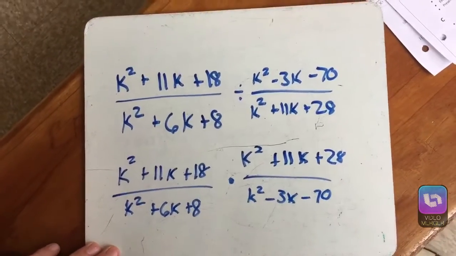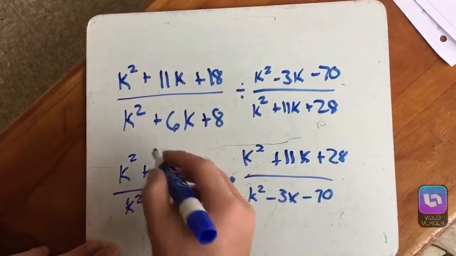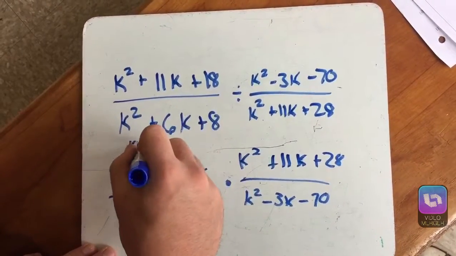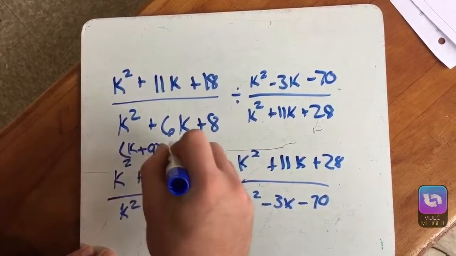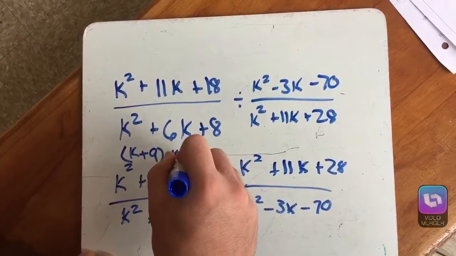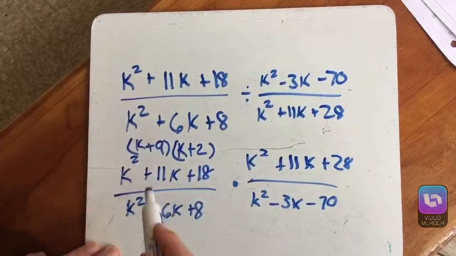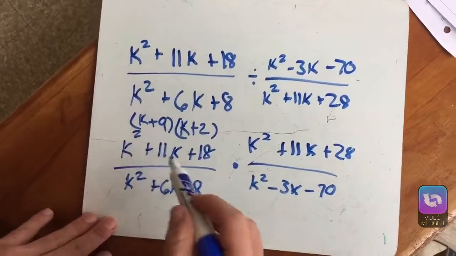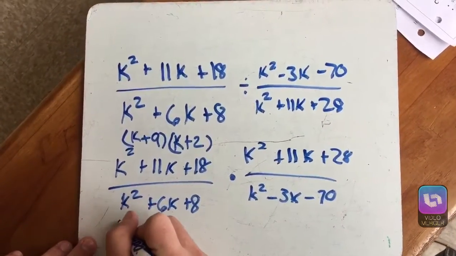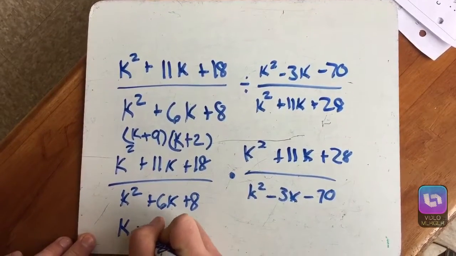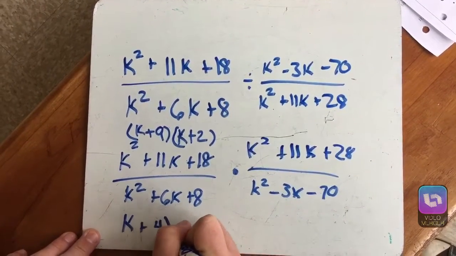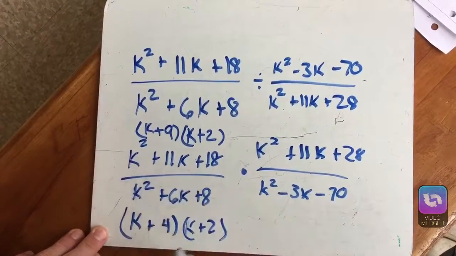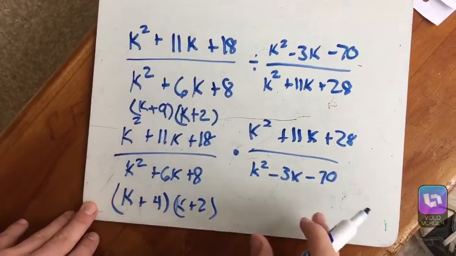And now you're going to factor, so you can FOIL over here with k plus 9 and k plus 2, which 9 times 2 equals 18 and 9 plus 2 equals 11, so that works. Then you're going to factor the bottom and have k plus 4 and k plus 2, because 4 times 2 equals 8 and 4 plus 2 equals 6.